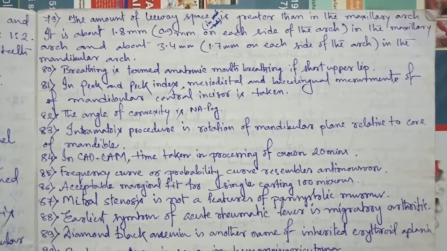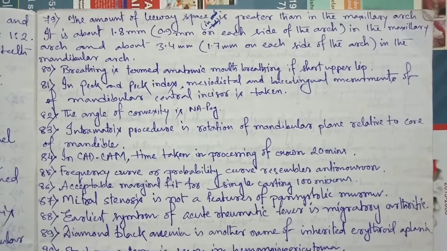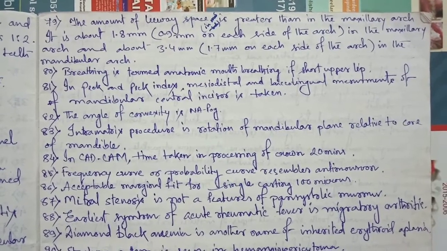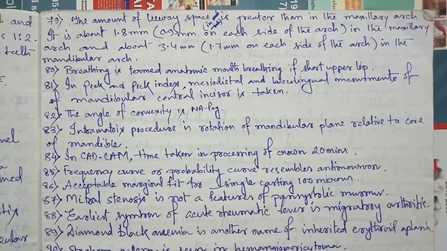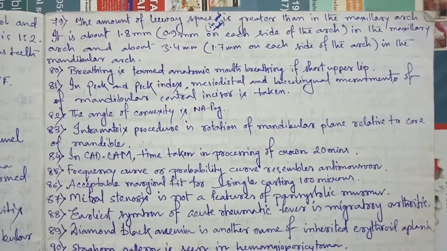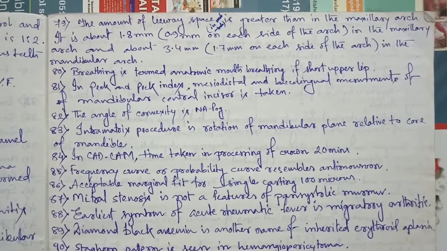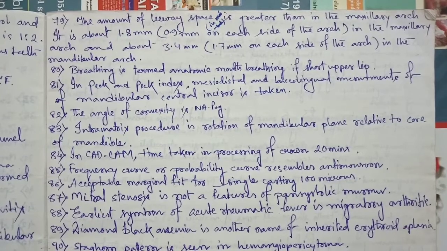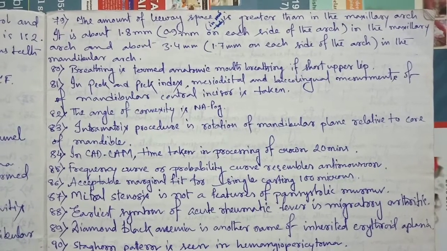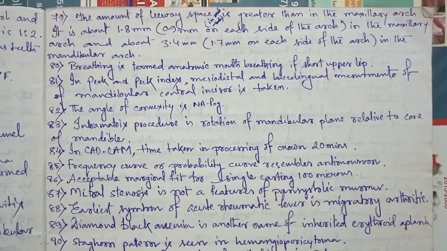The amount of leeway space in the mandible is greater than in the maxillary arch. It is about 1.8 mm in the maxillary arch and about 3.4 mm in the mandibular arch. In the maxillary arch, 1.9 mm on each side, and in the mandibular arch it's 1.7 mm each side.